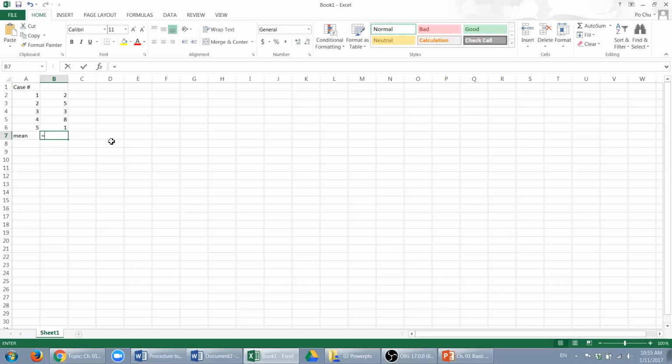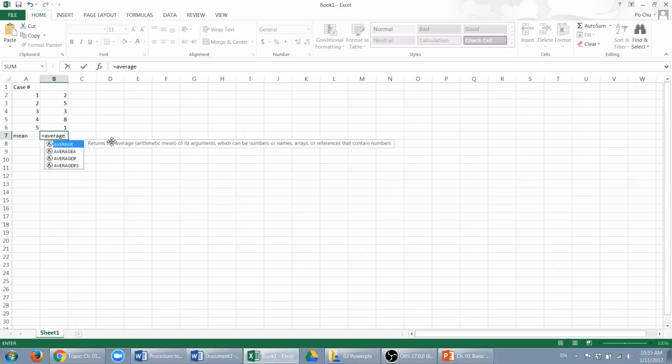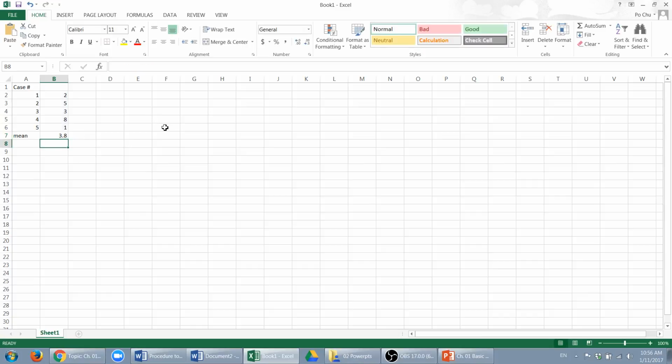Now the first step is equal sign, because you're telling the system, hey, I want you to calculate something. Now the language for calculate mean is average, right? Parentheses. You highlight the whole area you want to get a mean. Parentheses again, enter. So the mean is 3.8.